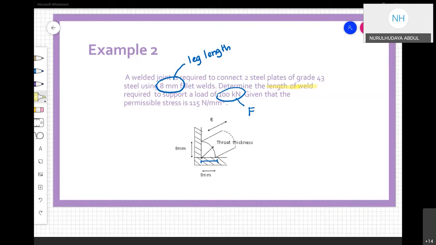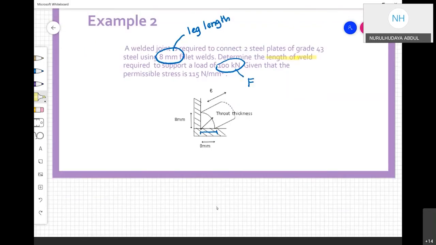Meaning they ask you to find it given the maximum stress or permissible stress, the allowable stress, the one that is permitted. So you will use this 115 as the maximum. You will design it to the maximum, to the allowable, to the permissible stress. Formula: permissible stress should be bigger than the actual stress. So the permissible stress is 115 Newton over mm square.